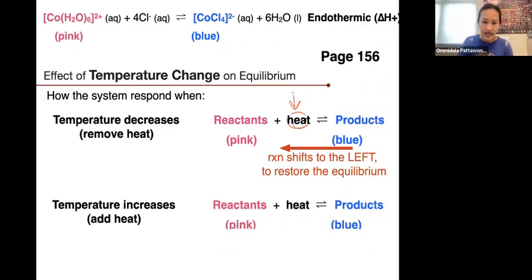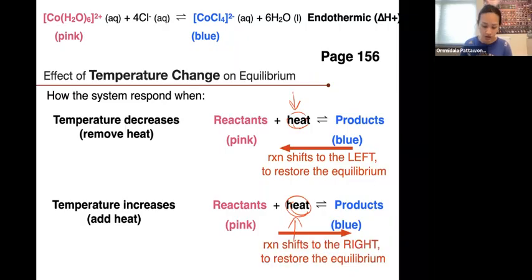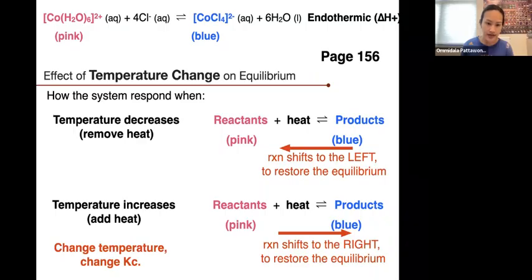And if heat is added, now you have more of the reactant. In order to minimize this disturbance, it's going to shift toward the product in order to restore the equilibrium. Therefore, you are going to observe the reaction to become blue. Please note that in this scenario, since we changed temperature, the value of Kc would also change as well. The Kc value before the disturbance will not equal the Kc value after the disturbance.